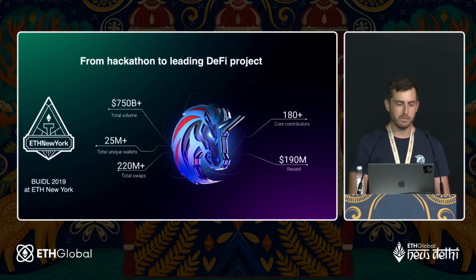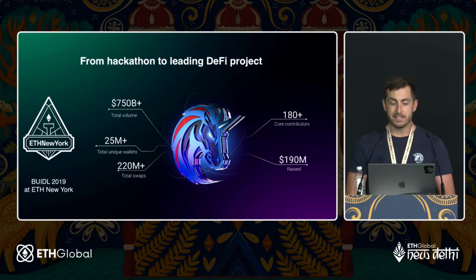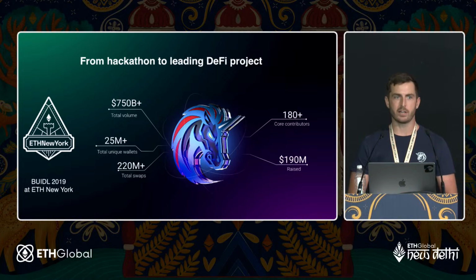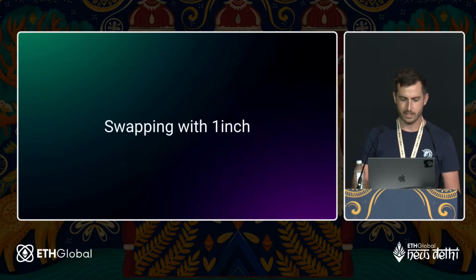So, brief little overview for those of you who don't know. OneInch was actually started at a hackathon back in 2019. And since then, it's grown like crazy. We've processed over $750 billion in total volume in the last 6 years. We've seen 25 million unique wallets, and we have over 180 contributors around the globe contributing to this project. So it just goes to show that what you build here this weekend could actually blow up and turn into that next big unicorn. So let's talk about swapping.